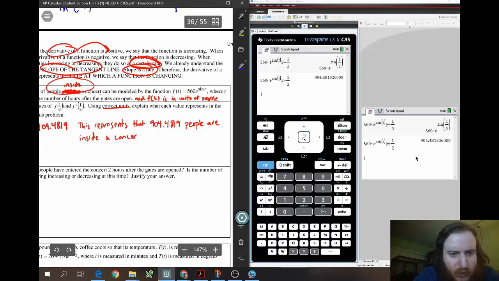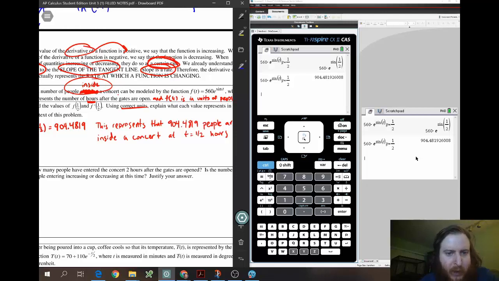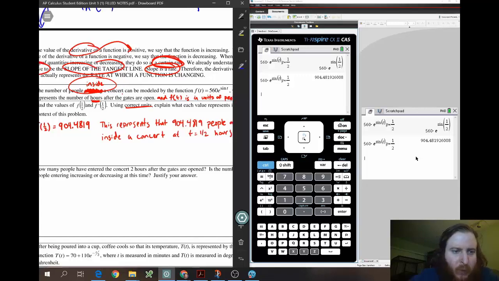We always also need the when. So at time equals 1/2 hours. You could say 30 minutes, but I always just make it easy and just stick with 1/2, and the units are hours. That's the units they gave us. So f of 1/2 was the number of people at 1/2 hours. And again, if they said round to the nearest whole number, we just said 904 people.